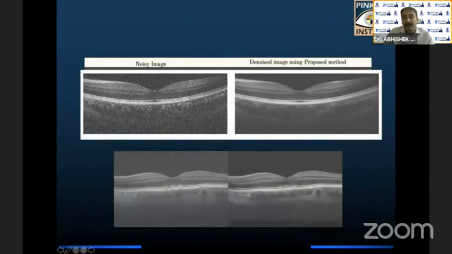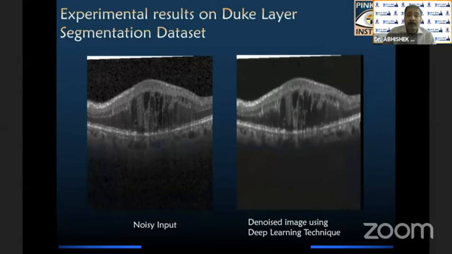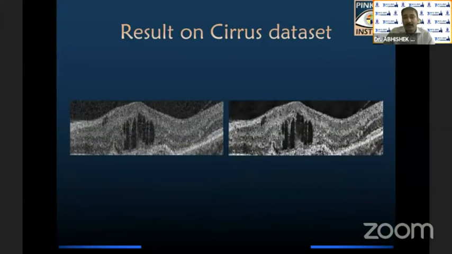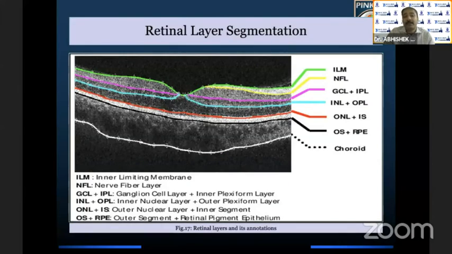These are again examples of the noisy image and of the denoised image using our methods. So these are again two examples. You can see how much better your image quality becomes. So again, this is experimental result on a Duke data set, and this is on my own Cirrus data set. The image quality and the layer identifications become much better.